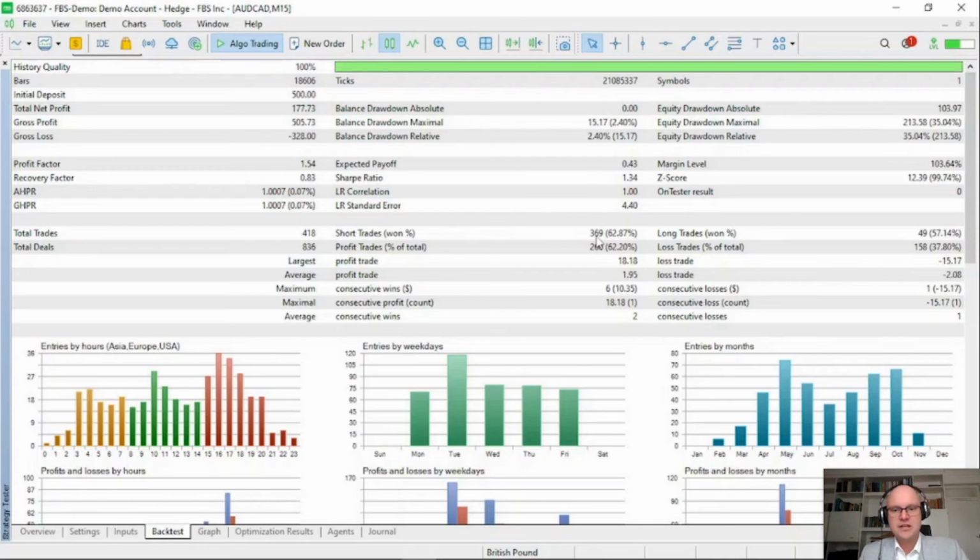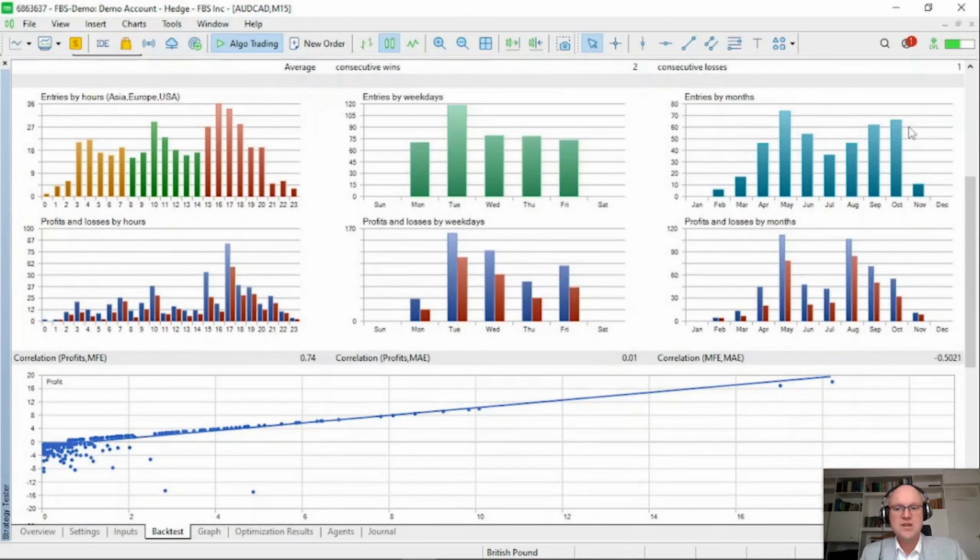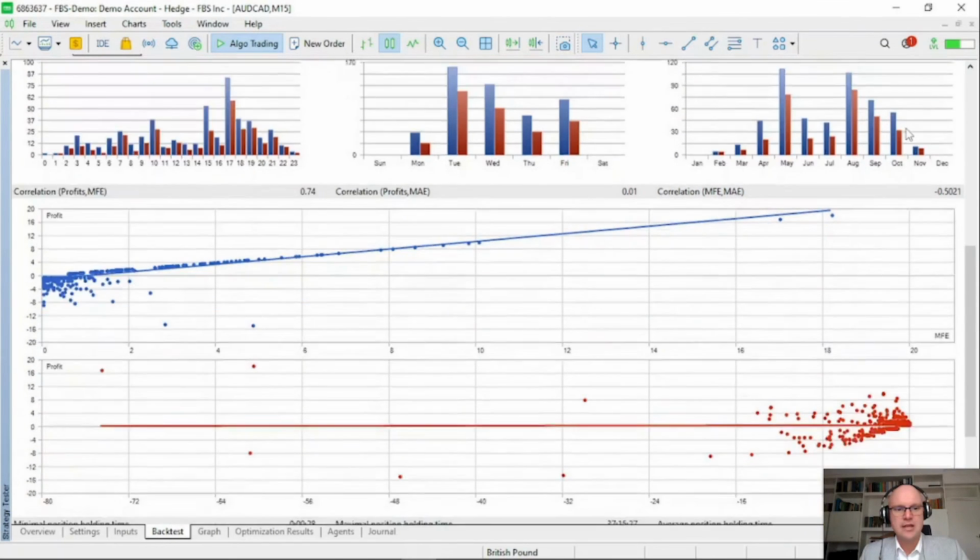You'll see the quantity of total trades decreased to 418, and this also decreased our equity drawdown to $213, or 35%. The distribution shows us again that it created and placed trades during different periods of the day and night, and it was able to be profitable during different months of the year.